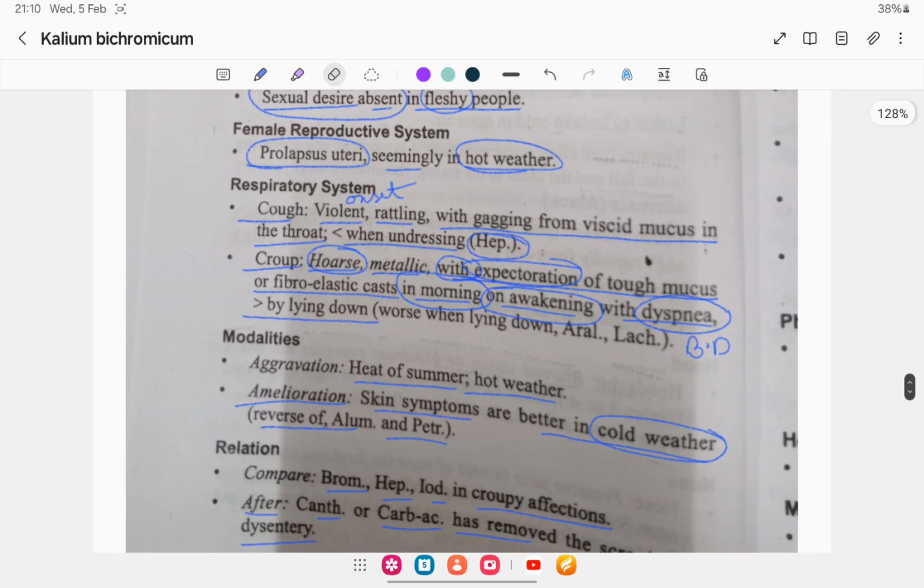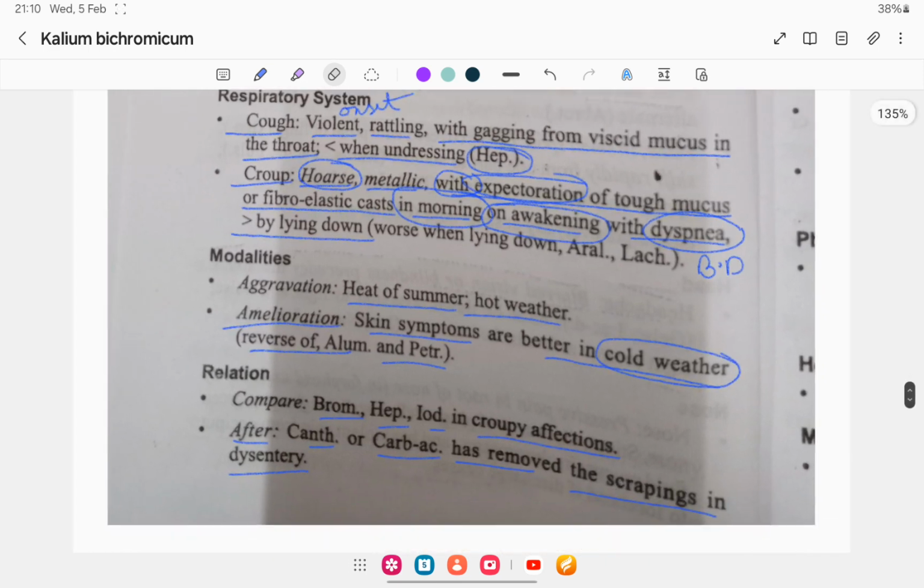Respiratory complaints: cough, violent rattling with gagging from viscid mucus in the throat. Aggravation when undressing, as in Hepar sulph. Croup in the morning on awakening with dyspnea, amelioration by lying down. Hoarse, metallic with expectoration of tough mucus. Modality: heat of summer, hot weather aggravation, and amelioration in cold weather, especially skin symptoms.